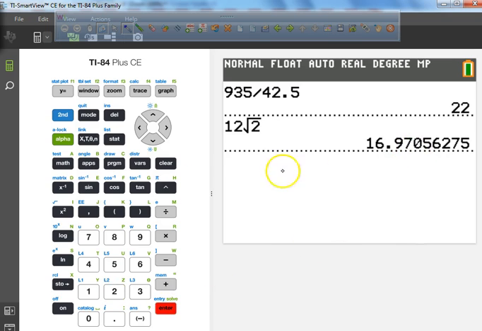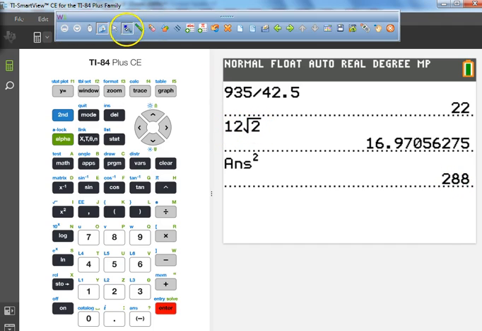So I'm going to do 12 radical 2, press enter. And what am I going to do with this number? I'm going to square it. And look what you get. Because 12 times 12 is 144, and radical 2 times radical 2 is 2, and that's 288.